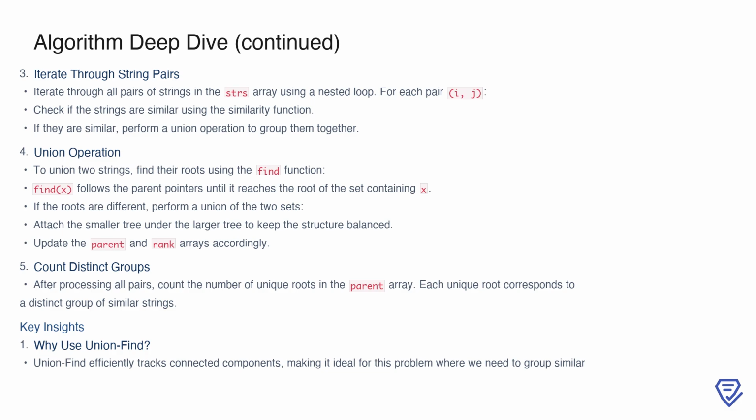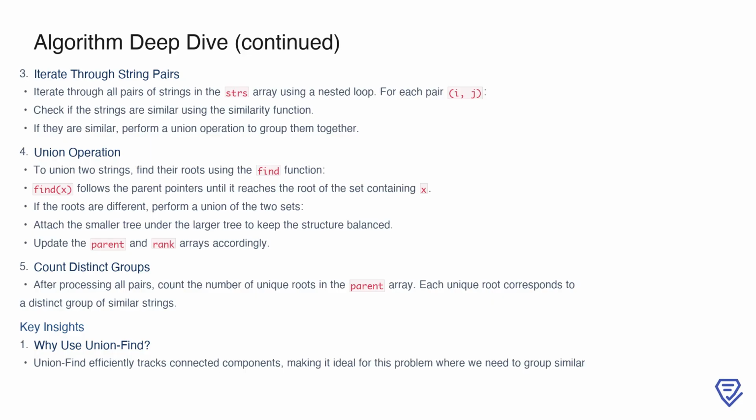The union operation works by finding the roots of the two strings using the find function. The find function traverses the parent pointers until it reaches the root of the set containing the string. If the roots of the two strings are different, we merge their sets by attaching the smaller tree under the larger tree to maintain balance. This is where the rank array comes into play, as it helps decide the structure of the union to keep the tree balanced.